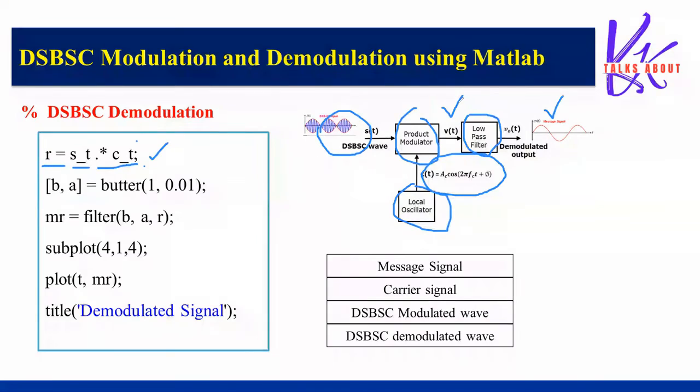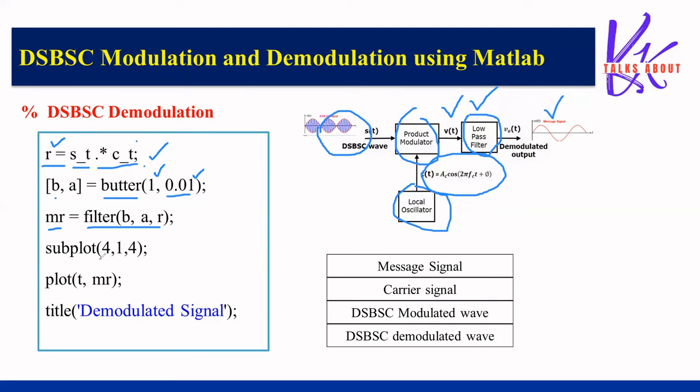Once this is generated, as we have said, we are passing it through a low pass filter. Here I am using a Butterworth filter of order 1 with normalized cutoff frequency 0.01, and applying the filter b comma a comma r. What is r? r is your demodulated wave to which you are applying the filter. So mr is the actual message signal we get after passing through the filter.